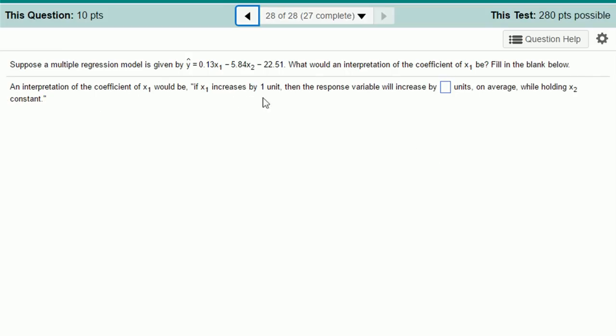An interpretation of x1: if x1 increases by 1 unit, then the response variable will increase by 0.13 units on average while holding x2 constant. All right, that's everything in the test.